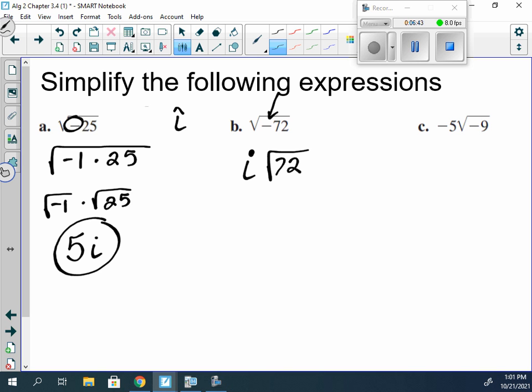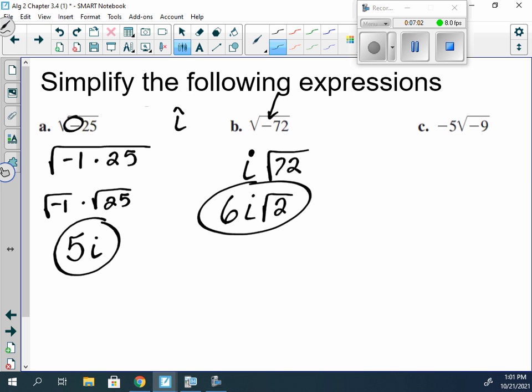Yeah, so if we type it into the yellow calculator, it tells us what? It would be 6i square root of 2. Because the yellow calculator will not deal with imaginary numbers. It's out of its programming, it can't do that.